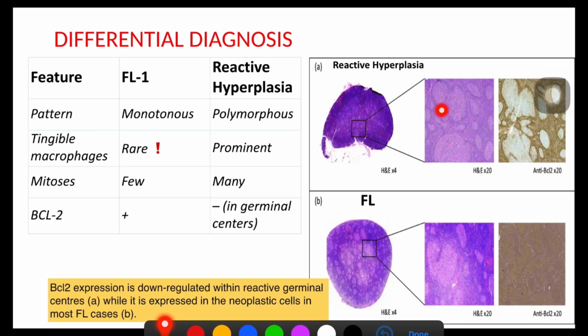So here you can see this is a section of reactive hyperplasia lymph node, and this is the germinal center, which is negative for BCL2, whereas in follicular lymphoma you can see this is the follicle, and these follicles or germinal centers are also positive with BCL2. So this is a classic example of follicular lymphoma.